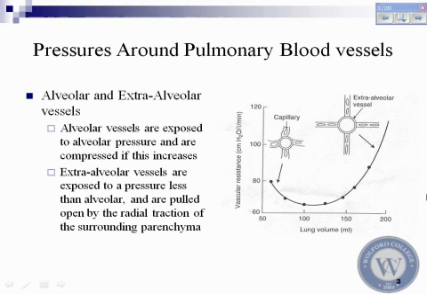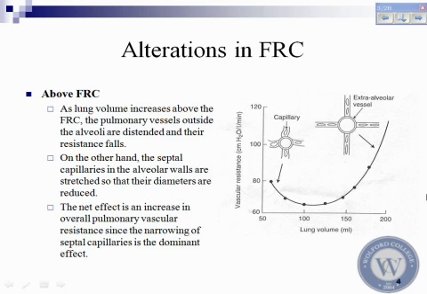Okay? The extra-alveolar vessels are exposed to the pressure less than the alveoli and are pulled open by the radial traction of the surrounding parenchyma. Okay, so what you're seeing here is when the lung overexpands, it actually will put traction on the extra-alveolar vessel and pull it along. When you go the other way, which is when you're going above FRC, this is above FRC, this is what normal FRC point would be. So as you're going up FRC, if you over-distend the lung, your actual sats may actually fall.